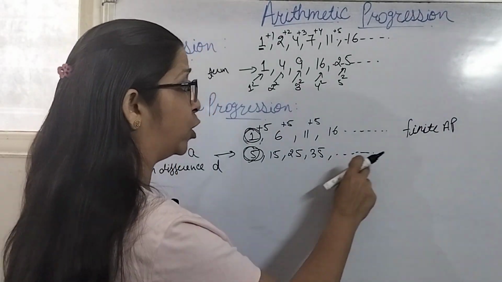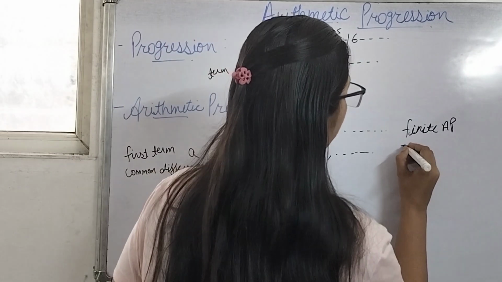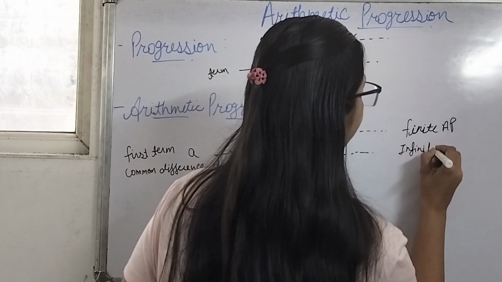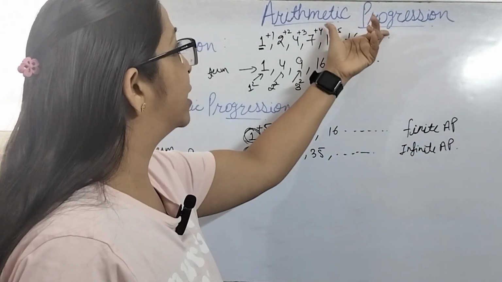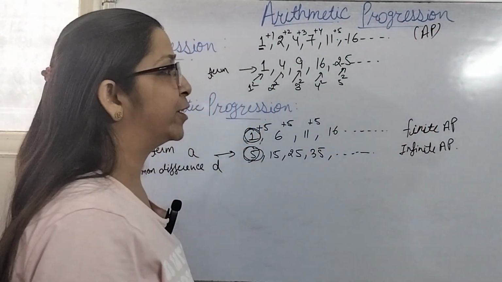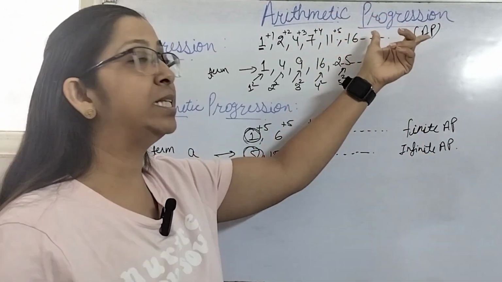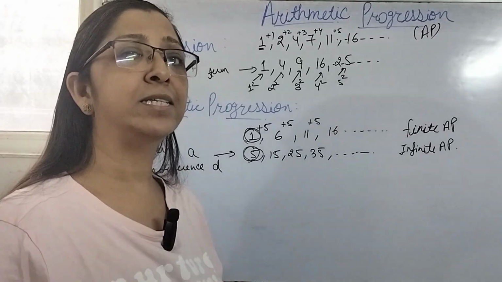And if it is not limited, that means dot dot dot are there till the end, then it is known as infinite AP. These type of APs are known as infinite AP. Arithmetic progression is abbreviated as AP. Wheresoever we are using the term AP, that simply means arithmetic progression only.